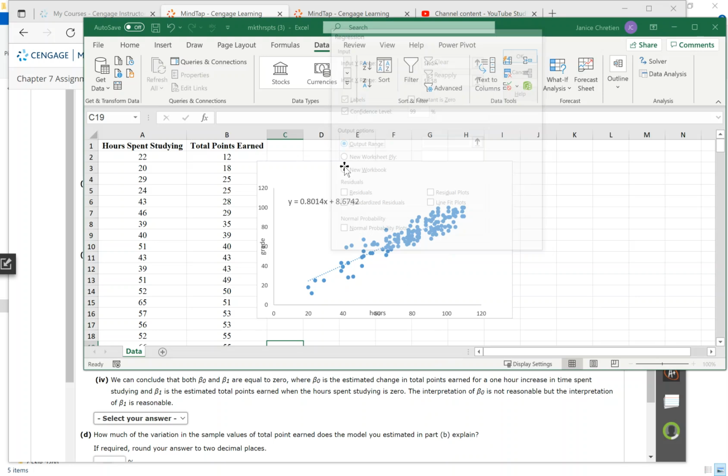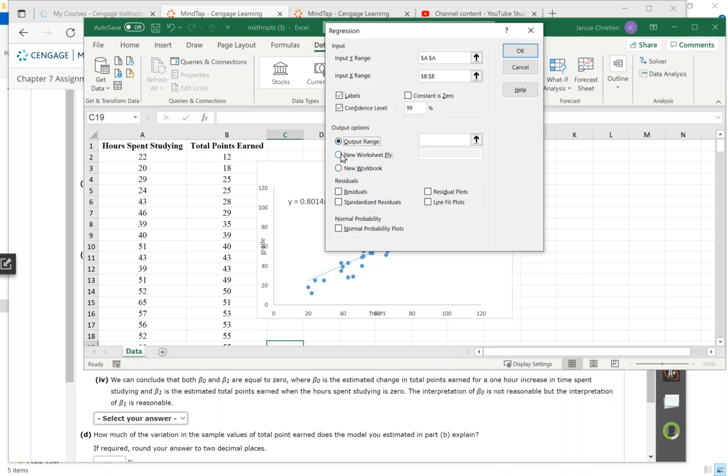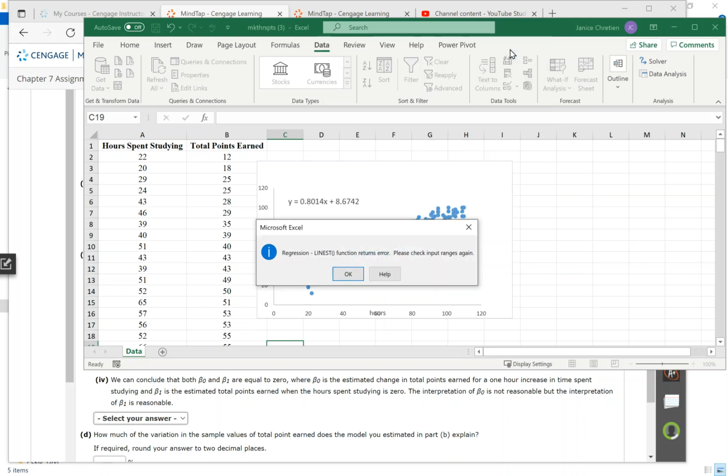I can tell it where I want my output to go. I can have it go into a whole new worksheet, but I like mine to come out here on the same worksheet. So I'm just going to tell it I want it to come to K4. And then I'm going to say, okay.